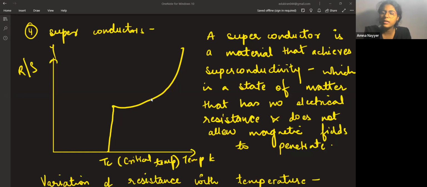Slowly, slowly, slowly. And then it is increasing. So this is basically what we call an exponential increase. This is increasing exponentially like this. Fine. This is what the graphs look like.